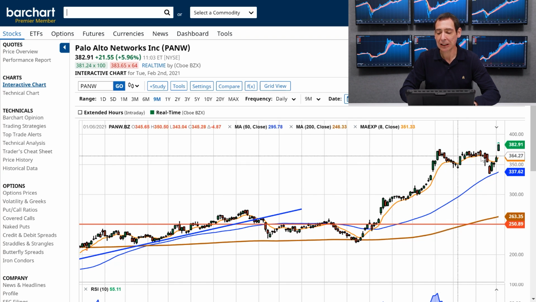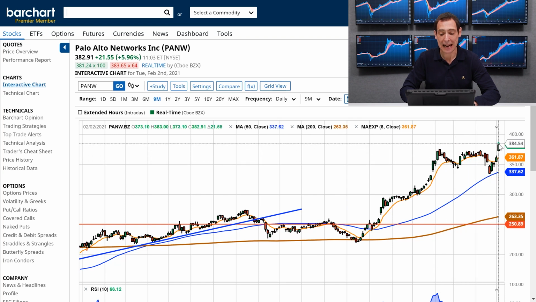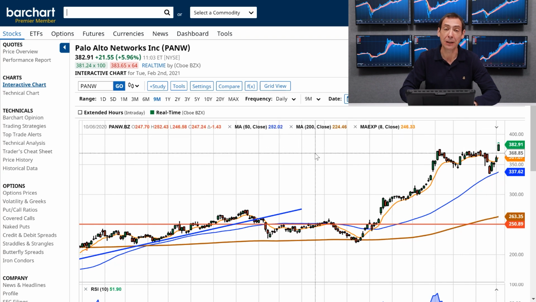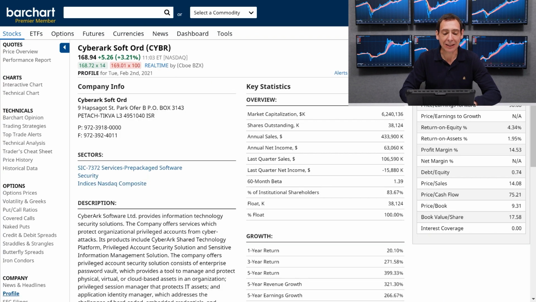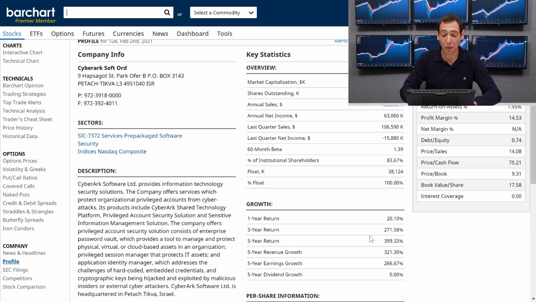Again, nice congestion leading to a 90-day breakout. Very, very important, and I like this stock. I've been in love with the stock for years. Nothing has changed. This is an ETF. This is the CYBR ETF, and it's given us 20% return this year. Over 5 years, 400% return.